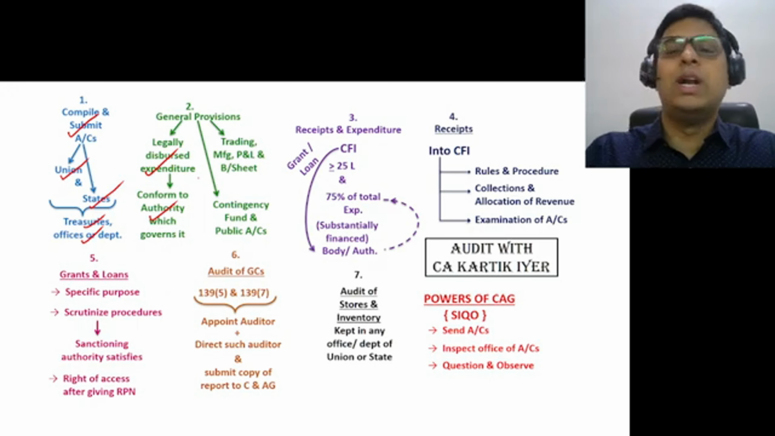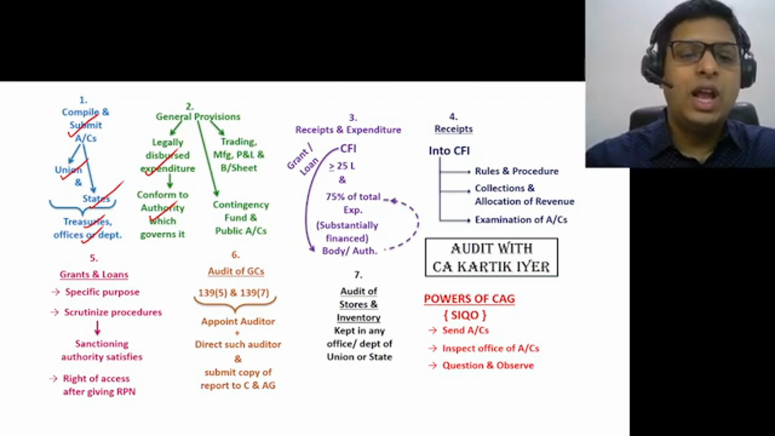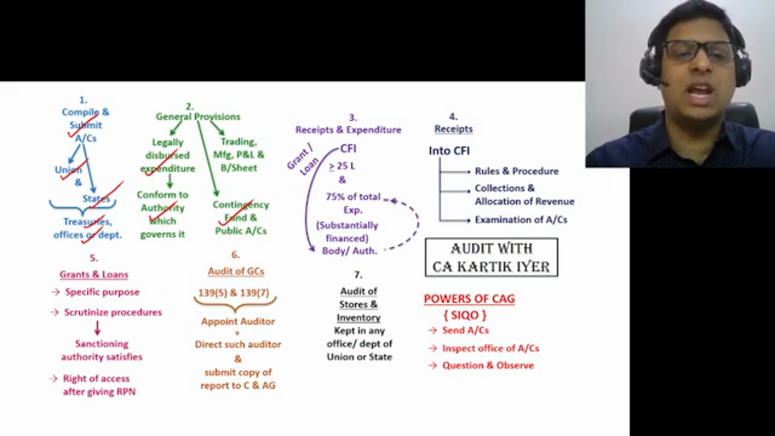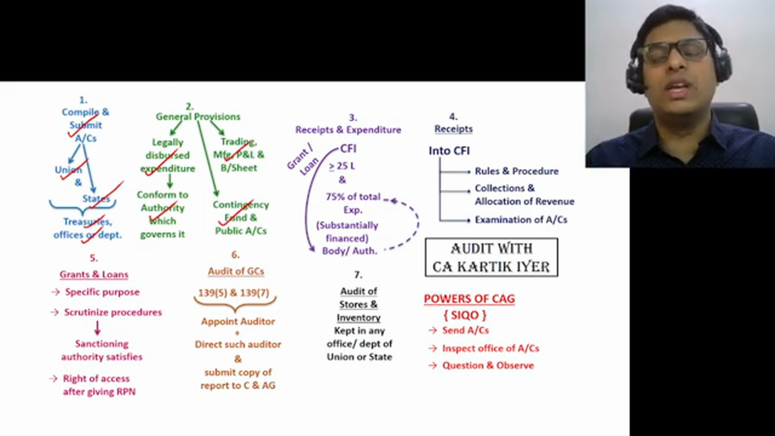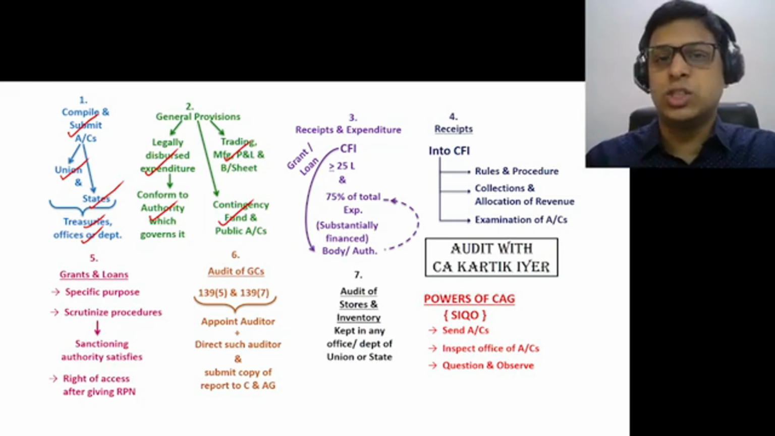Example, for road building, suppose an authority is assigned who has to ensure that this highway is made, whether that authority has given the permission or not, sanctioned or not. Next is any contingency fund and public accounts the CAG should check. And finally, the trading, manufacturing, and P&L and balance sheet of the various government organizations, the CAG should check. Example, if there's a government company, then the government company will have its own profit and loss account and balance sheet, which the CAG should check.